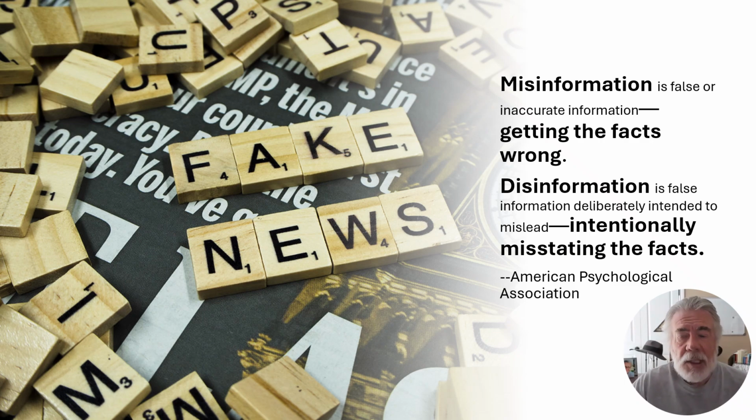So first of all, let's make sure I am clarifying what I'm talking about here. Misinformation is simply when people get the facts wrong. They don't know that they've gotten the facts wrong, but they unintentionally haven't done all of their homework. This happens in journalism, it happens in conversation, it happens all the time. But misinformation is simply information that's inaccurate, but not purposefully so.